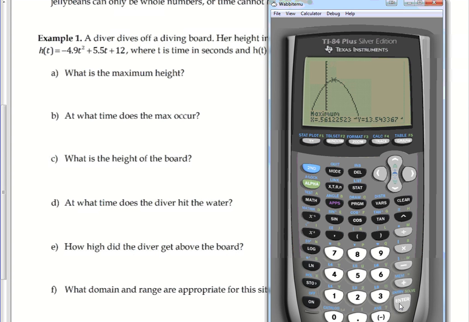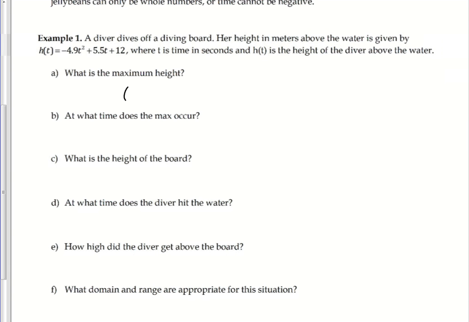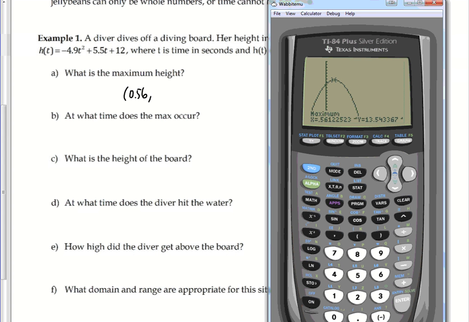Did you get the same thing? 0.56 and 13.54 approximately? Yeah, your guess does not matter. So our vertex was, I'm just going to write this down because I'm probably going to need different parts of it later. 0.56, 13.54.